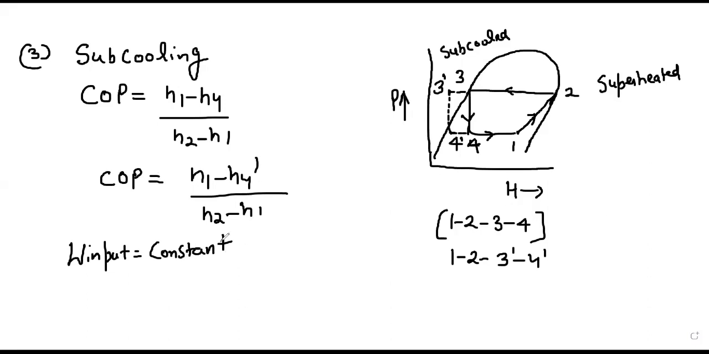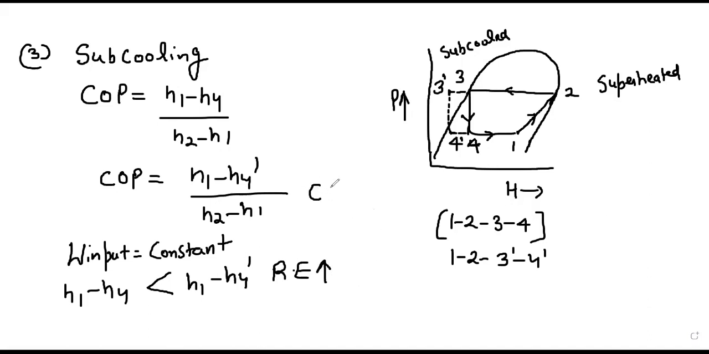What is changing? The value of refrigeration effect. So we have to compare H1 minus H4 with H1 dash minus H4 dash. Which one will have more value? H1 dash minus H4 dash. Yes. So this one will have more value. It means overall the refrigeration effect is increasing if we are doing subcooling of it.